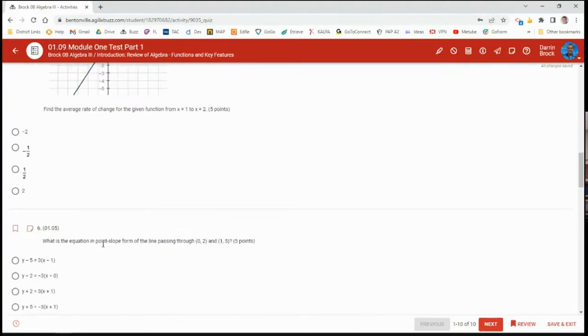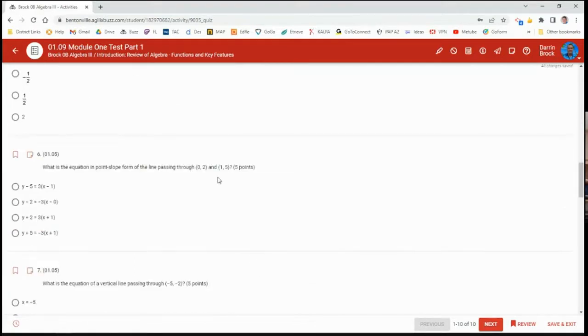What's the equation in point-slope form of a line passing through here? You have 2 points to choose from. You just don't have the slope. So you have to use the slope equation to figure out what the slope is between those 2 points. And then which one of these uses the point-slope form correctly? So it looks like the slope's either going to be 3 or -3. See, that's the only choices we have, 3 or -3. Which one of those is the slope between those 2 points? And then which one of these is the proper equation?